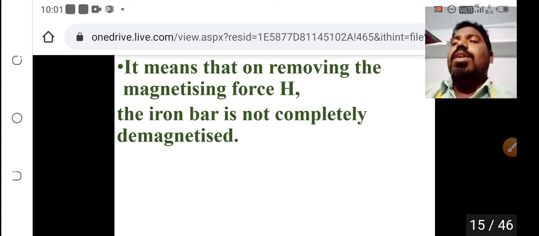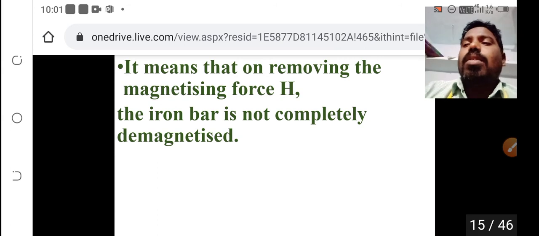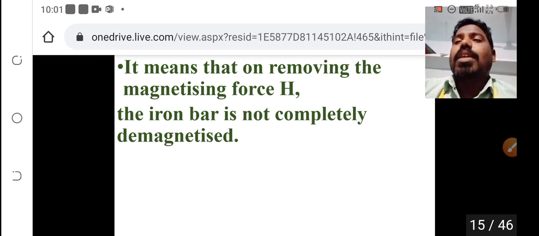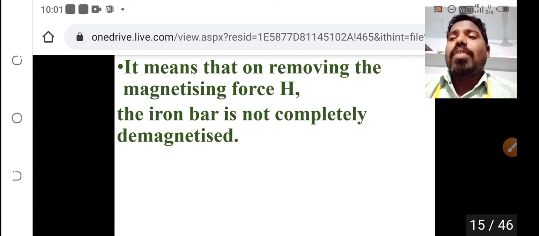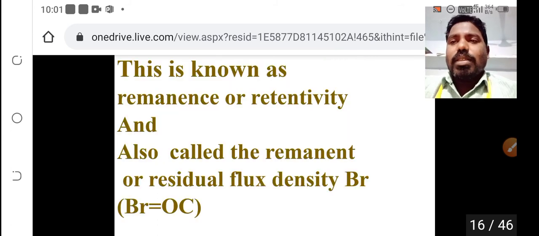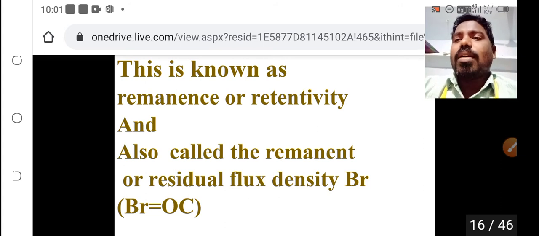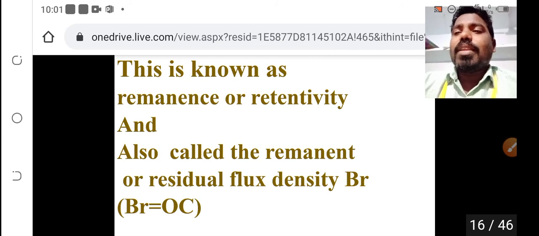When H is reduced, no demagnetization process is happening in the iron bar. The iron is not demagnetized even if you reduce the value of H, or change it to 0 level; the iron bar is not completely demagnetized. This is known as remanence or retentivity.